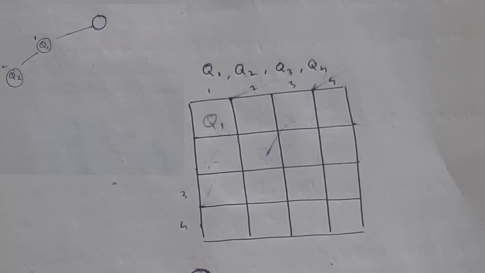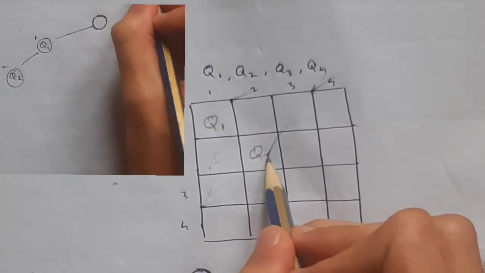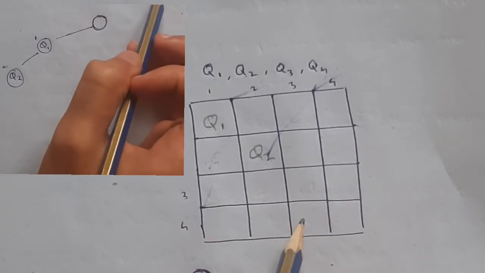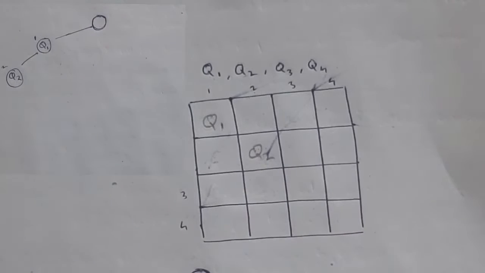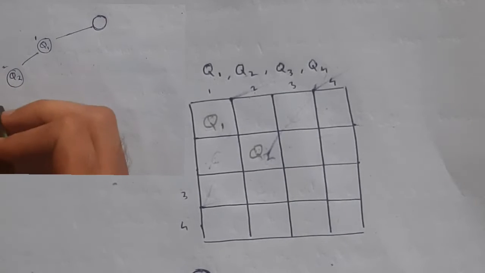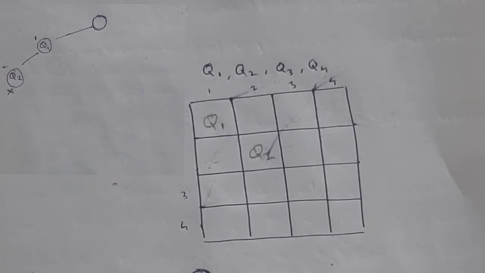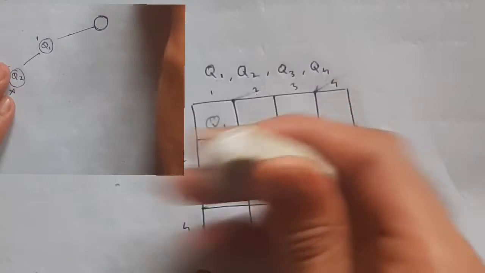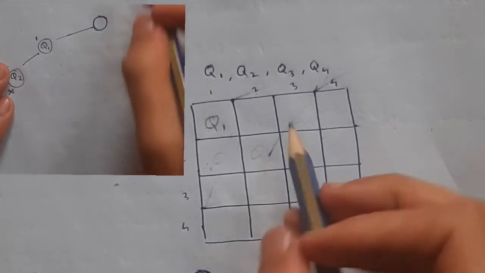Now let's see what happens if I place q2 here. It will be in the same diagonal, right? So I can't move any further from here because it's an invalid position. I'll write x here, meaning I can't move any further. Then I'll erase the value of q2 from here. The next possibility is q2 here.